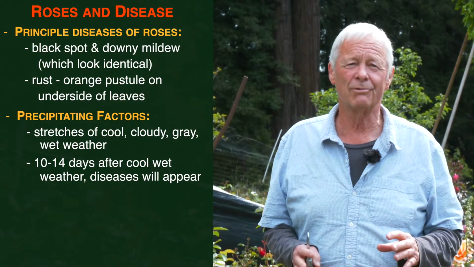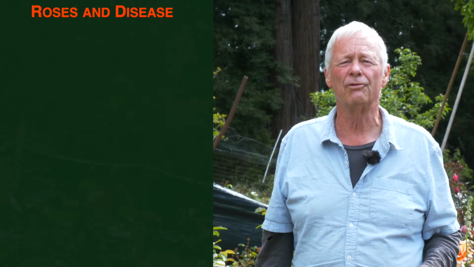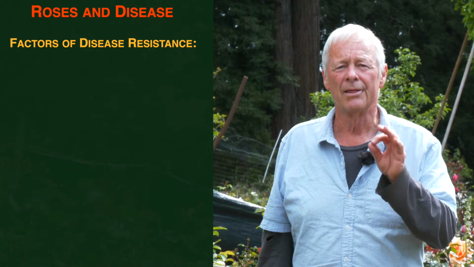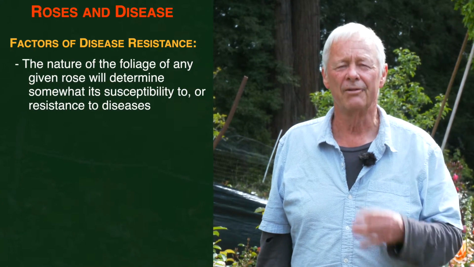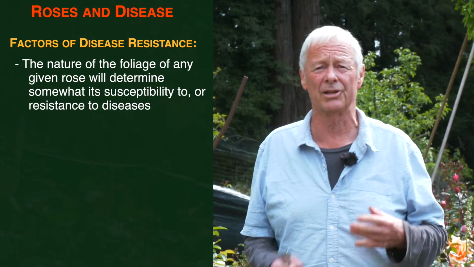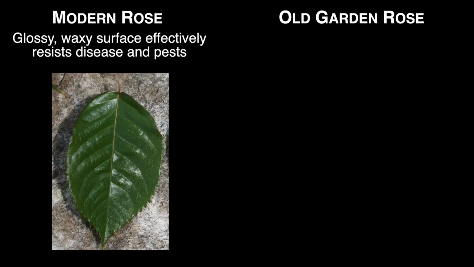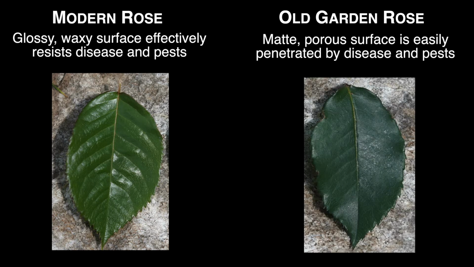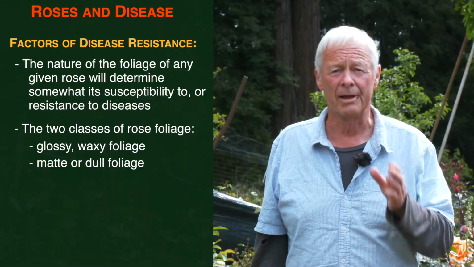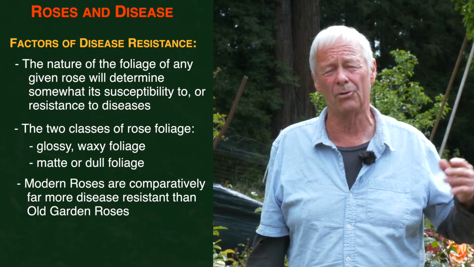So, what's a rose grower to do besides grin and bear it? Well, let's look at a few factors here. One is the nature of the foliage of any given rose, which will determine somewhat its susceptibility to or resistance to diseases. There are two basic classes of rose foliage: glossy, waxy foliage, and matte or dull foliage. And let me just say here, while I'm a huge aficionado of both old garden roses and modern roses, that modern roses have it all going on in terms of disease resistance in a comparative sense to old garden roses.